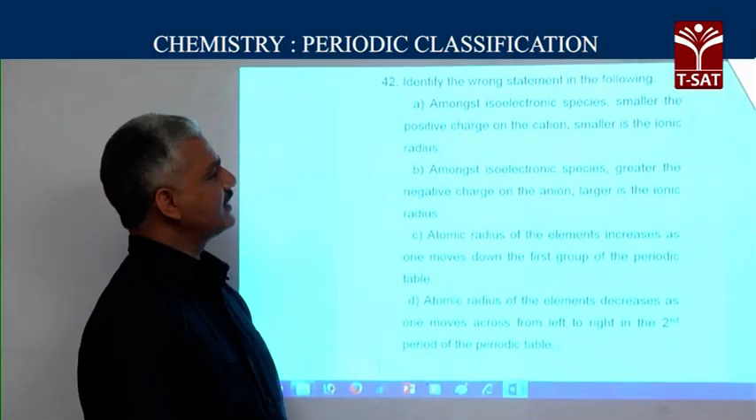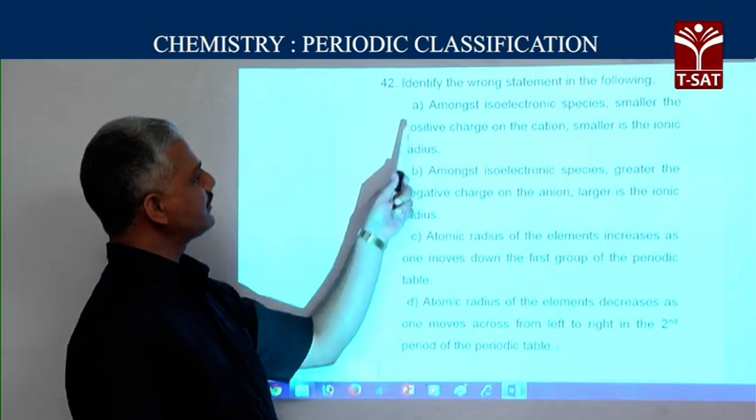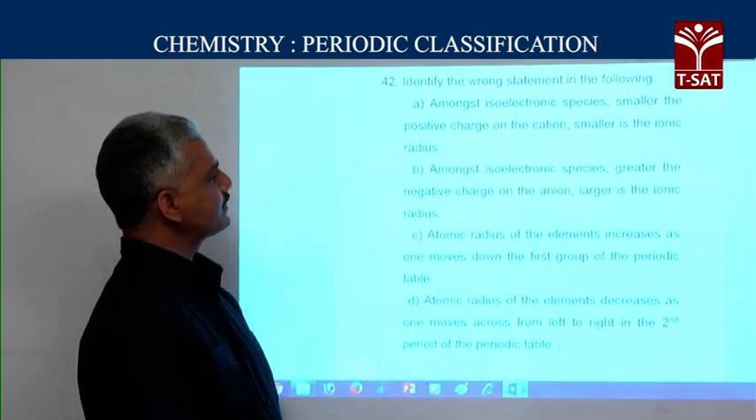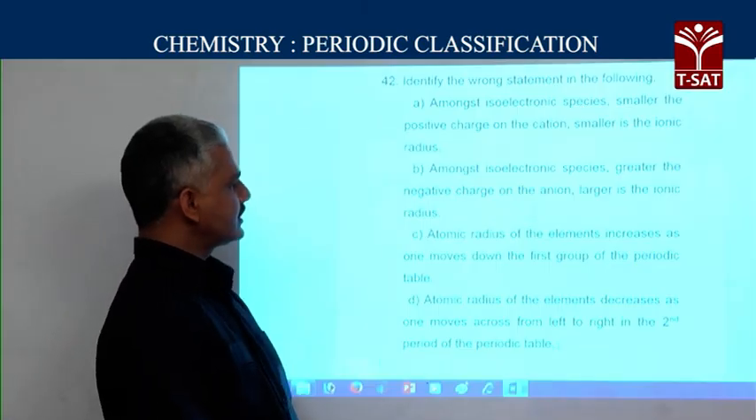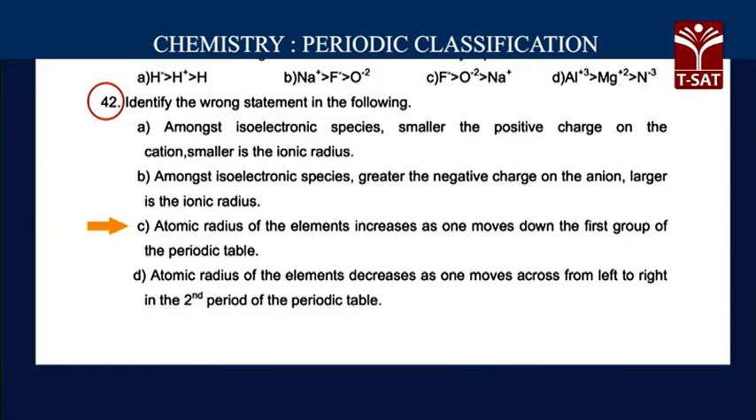Identify the wrong statement in the following. The given options are: first, amongst isoelectronic species, smaller the positive charge on the cation, smaller is the ionic radius. Second, option B, amongst isoelectronic species, greater the negative charge on the anion, larger is the ionic radius. C, atomic radius of the elements increases as one moves down the first group of the periodic table. Last option D, atomic radius of the elements decreases as one moves across from left to right in the second period of the periodic table.